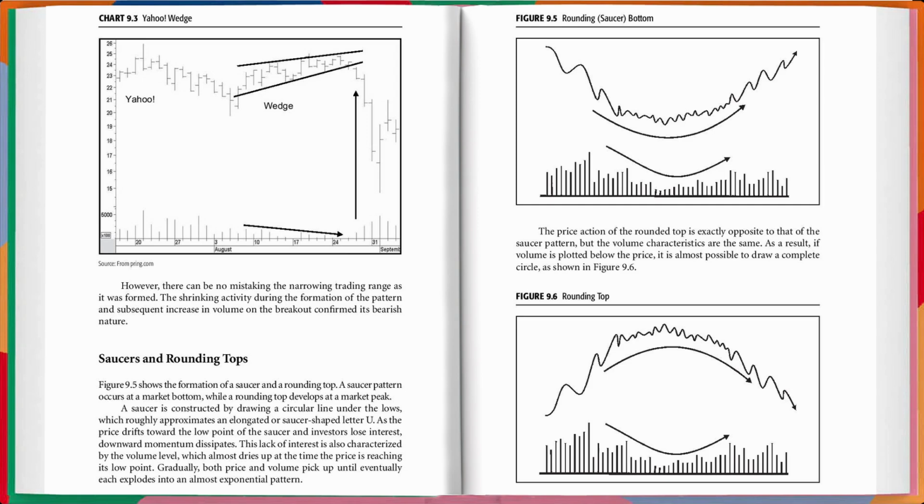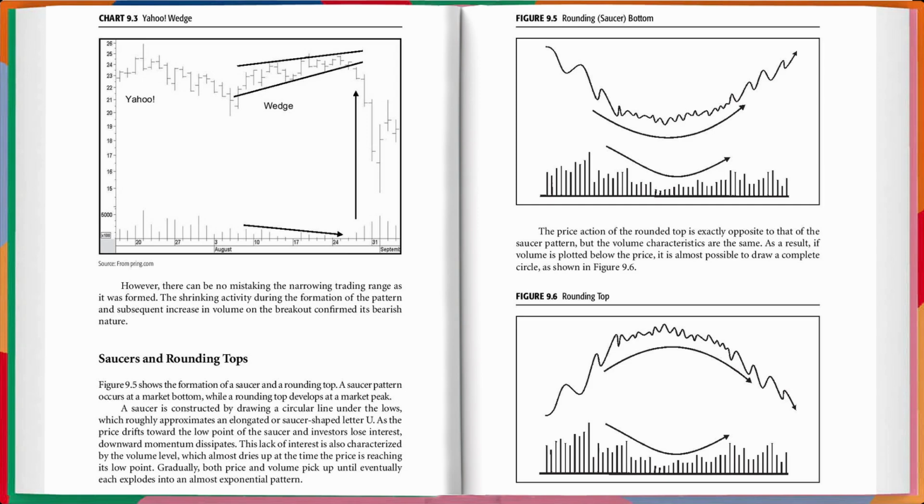Figure 9.5 shows the formation of a saucer and a rounding top. A saucer pattern occurs at a market bottom, while a rounding top develops at a market peak. A saucer is constructed by drawing a circular line under the lows, which roughly approximates an elongated or saucer-shaped letter U. As the price drifts toward the low point of the saucer and investors lose interest, downward momentum dissipates. This lack of interest is also characterized by the volume level, which almost dries up at the time the price is reaching its low point. Gradually, both price and volume pick up, until eventually, each explodes into an almost exponential pattern.